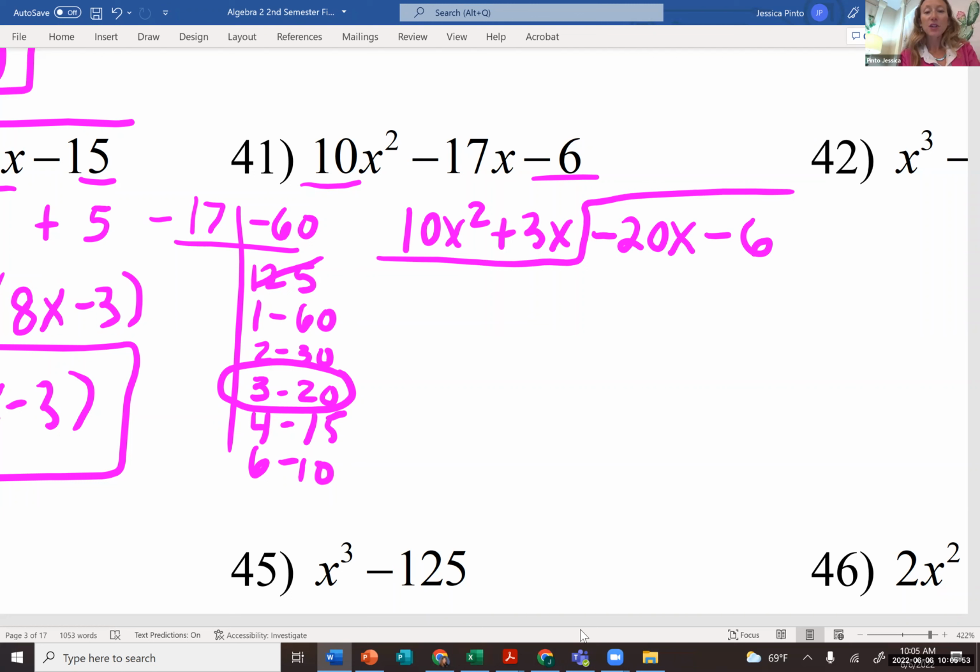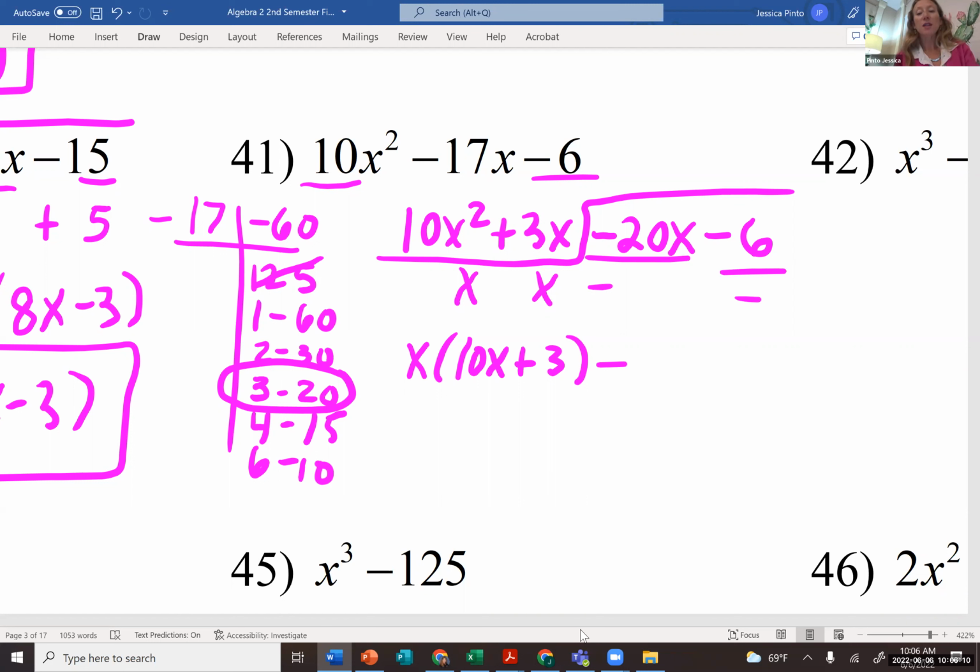In these first 2 terms, 10 and 3, they just both have an x. They don't have any number in common, so the x goes to the outside. It's 10x plus 3. Now this third term is negative, so we're going to take out a negative. And it looks like I'm just going to be able to take out a 2. That'll be plus 3.